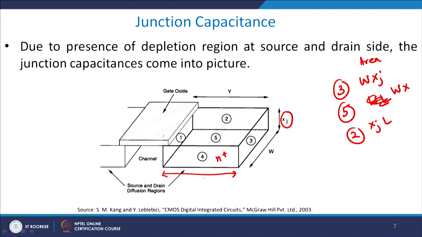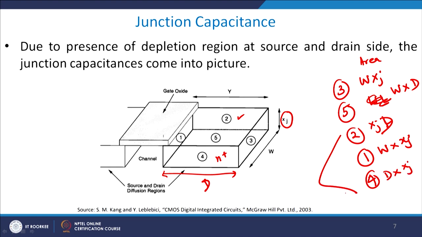Let us suppose we call it, say, drain d, let me call it d, so w into d. We will have number 2, which is this one, with xj into d. So what will be 1? 1 will be basically w into xj. And number 4 will be d into xj. So these two will behave in the same manner, and these two will behave in the same manner, and this will behave in the opposite manner.